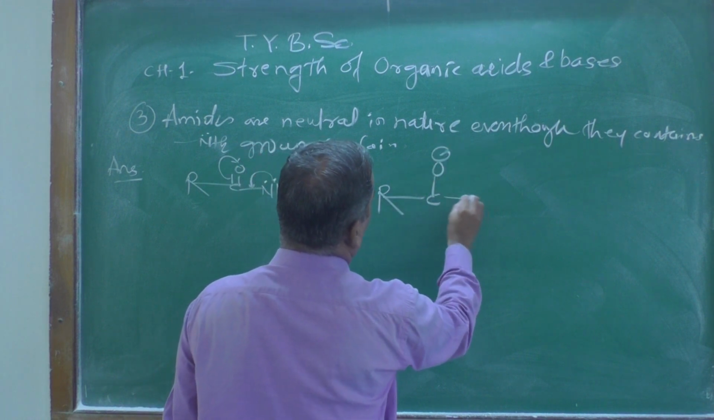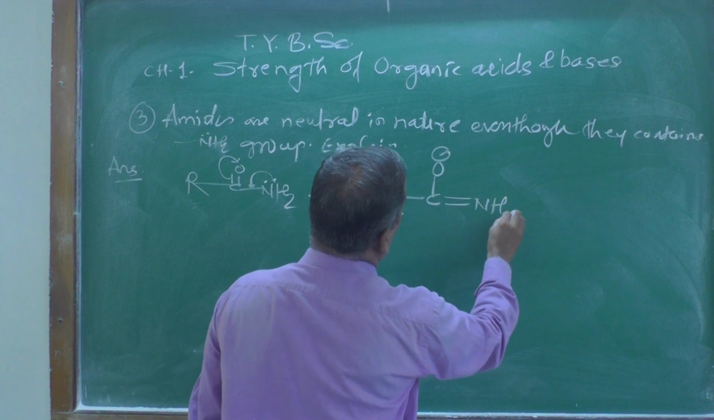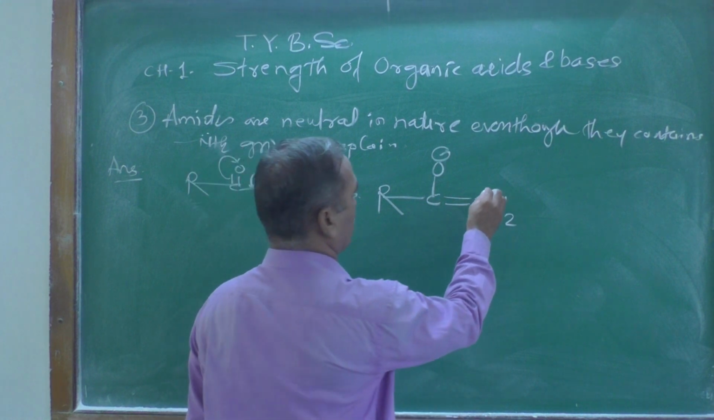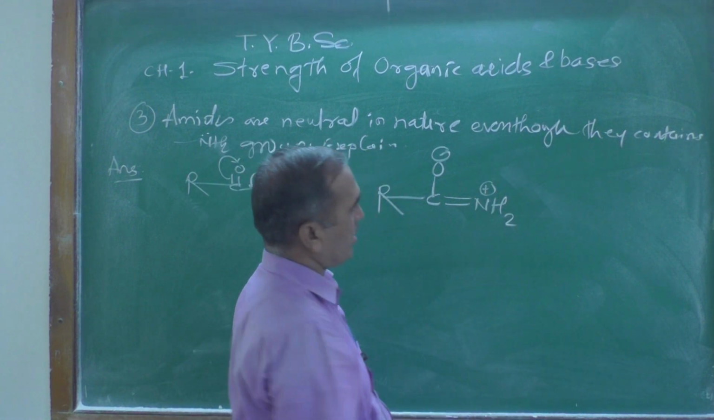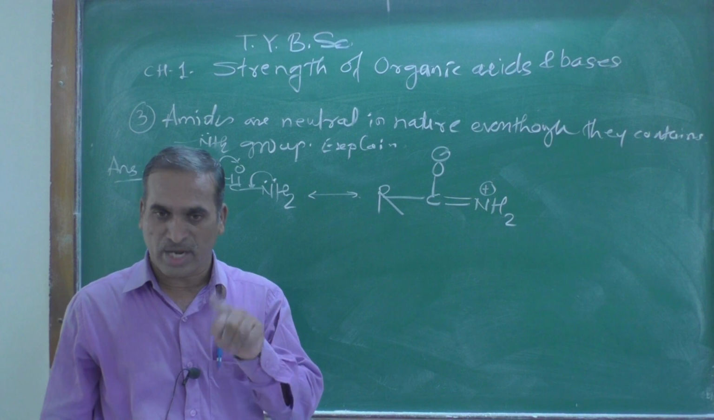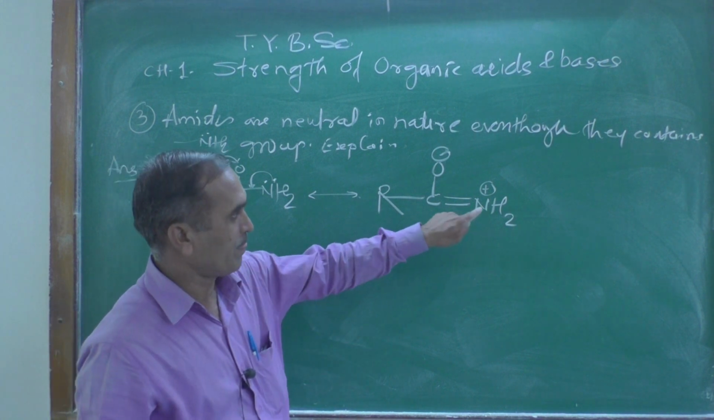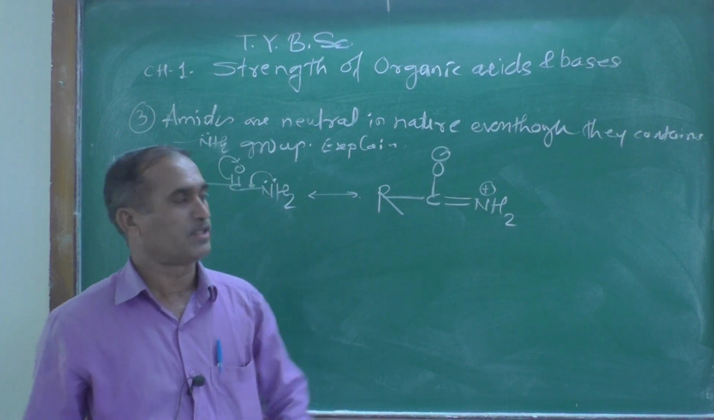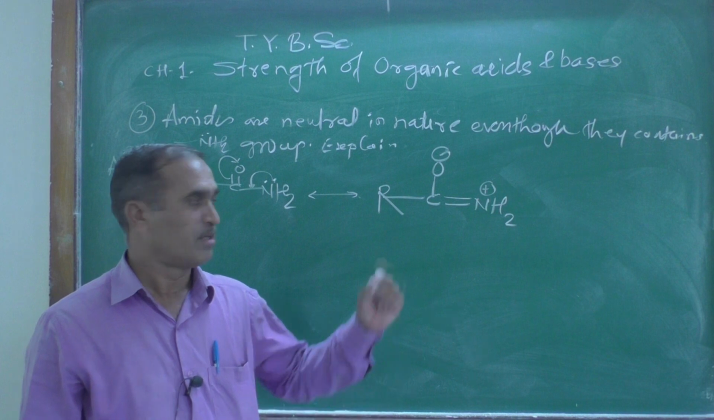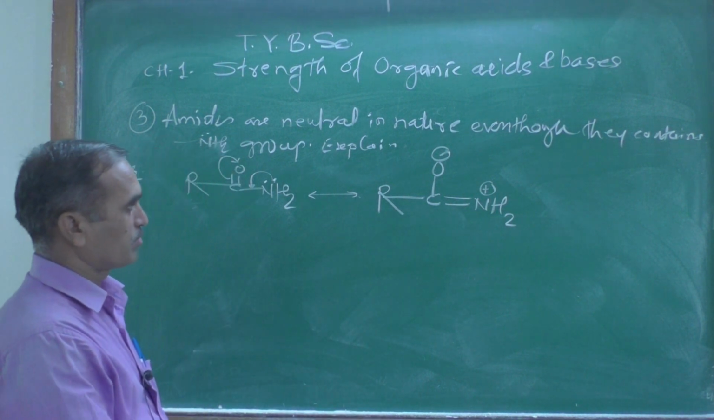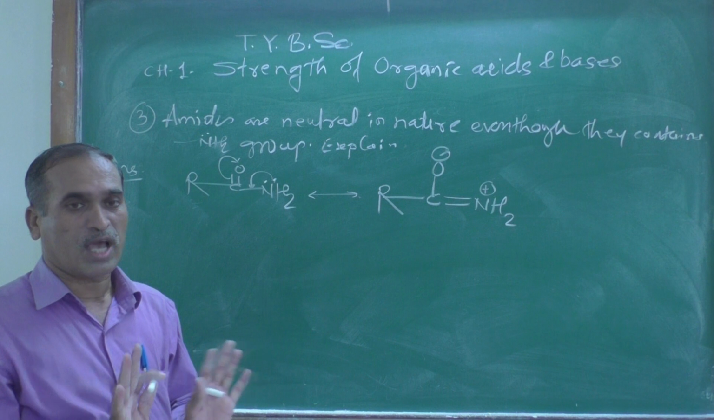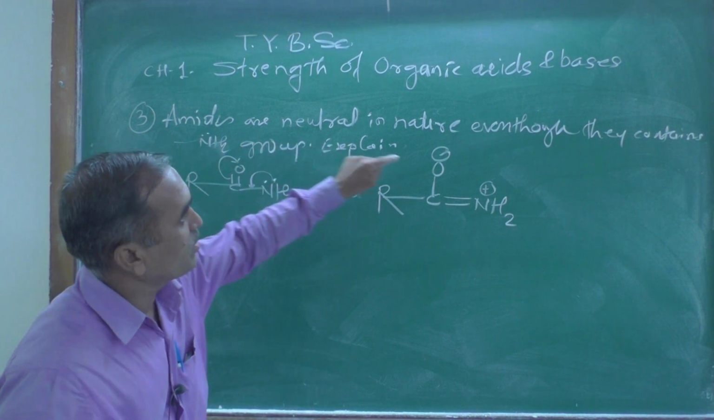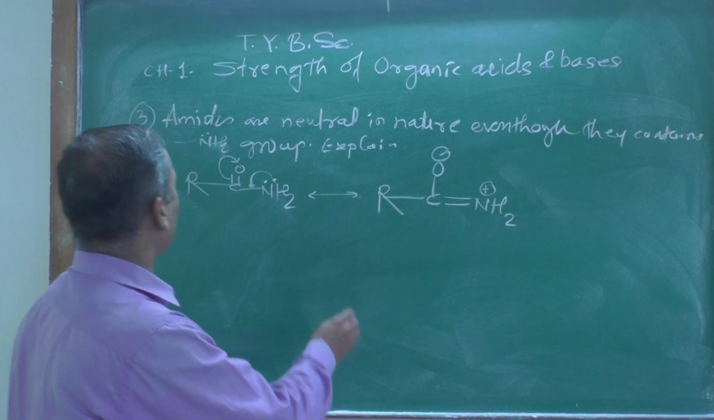And we get here RCO minus, double bond NH2. And what will be the charge on that nitrogen atom? I am putting a positive charge. Why? There are 2 hydrogen atoms and 2 bonds, so the total becomes 4 bonds, and therefore the positive charge should be on the nitrogen atom, and this lone pair is not available for donation, and therefore amides are neutral in nature even though they contain an NH2 group.